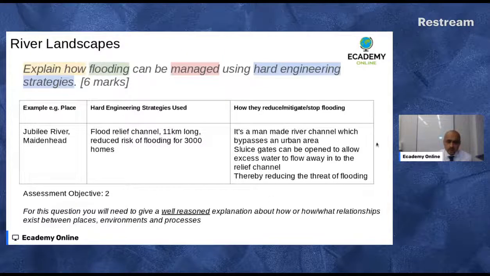So here's an example of what I've broken down for this question. For example, you may choose to do the Jubilee River in Maidenhead. And the hard engineering strategies that you could use, that have been used, are the flood relief channel.